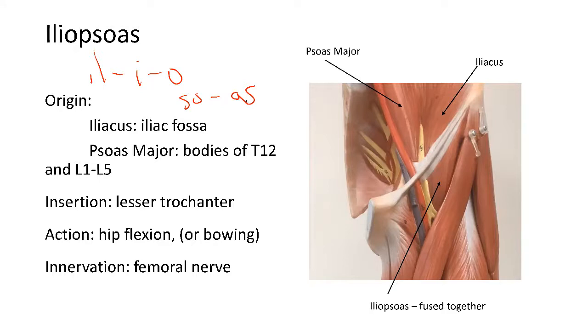And we have psoas major, which comes from the vertebral bodies of T12 through L5. There is a psoas minor, but about 50% of us don't have it. Therefore, we don't even look at it. They fuse together into this huge muscle that then inserts on the lesser trochanter. It only crosses the hip. It can only move the hip. And the movement is hip flexion. Like when you want to take a step, you lift your thigh, you flex your hip, and that's how you take a step. If you activate both of them when you're standing, you take a bow.